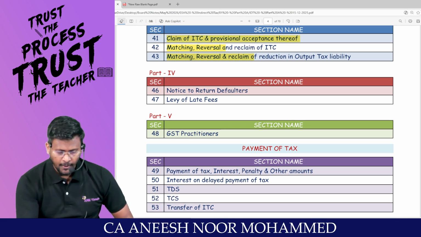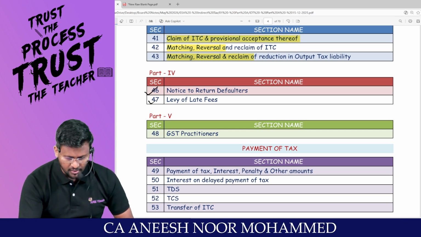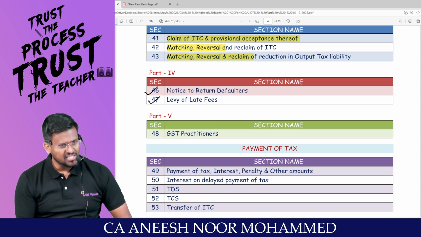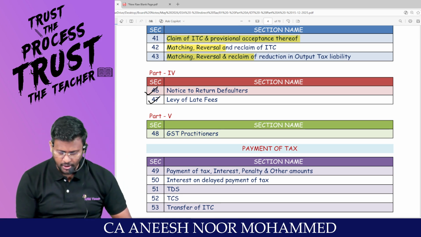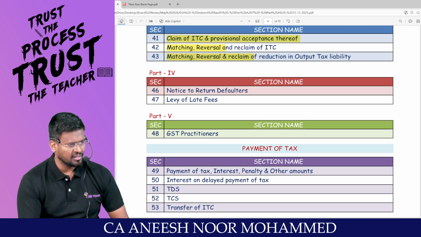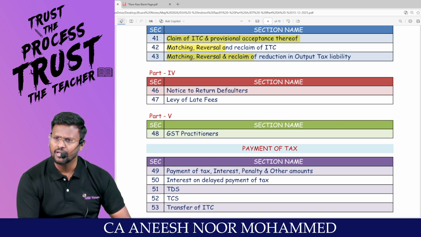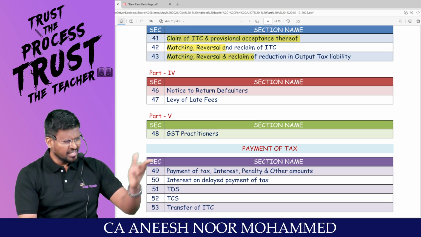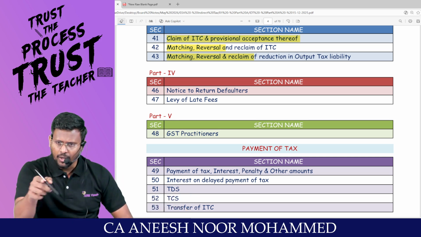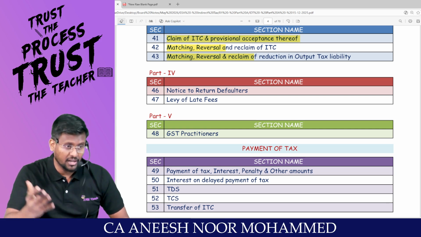Sir, if there is any delay in filing the return, my dear lovable students, you are liable to pay a late fee under section 47. So what is 46? Notice to return defaulter. And 47 is levy of late fees. Sir, every registered person in India is liable to file the return. That does not mean he can file the return by himself. For example, if you are a businessman, do you know how to file the return? No, sir. They will come to chartered accountants to file the return. That's what we are learning.